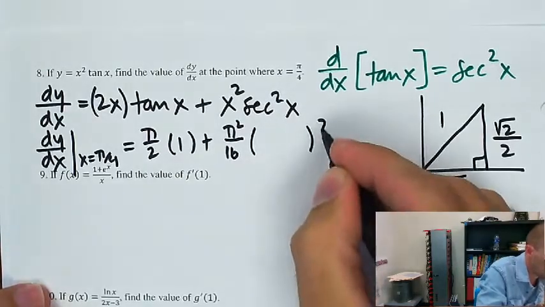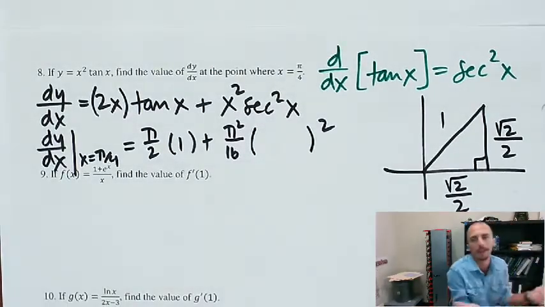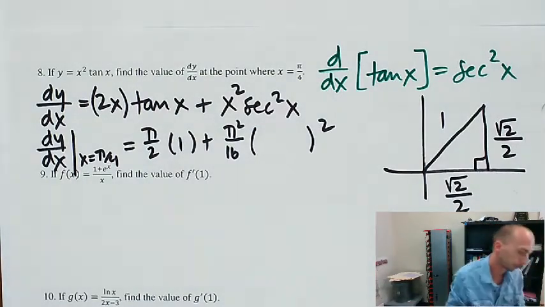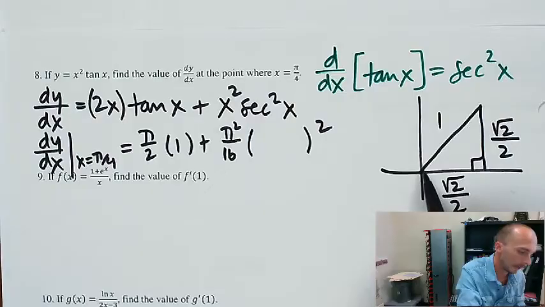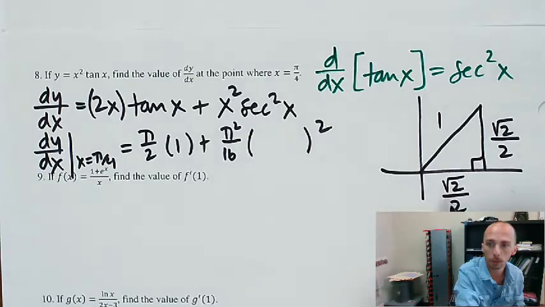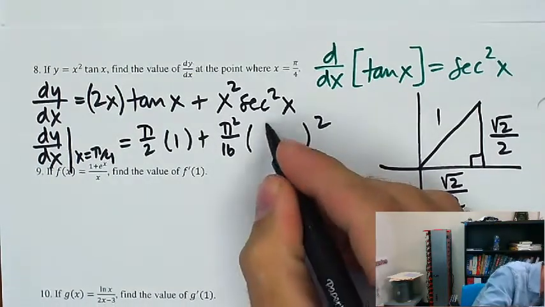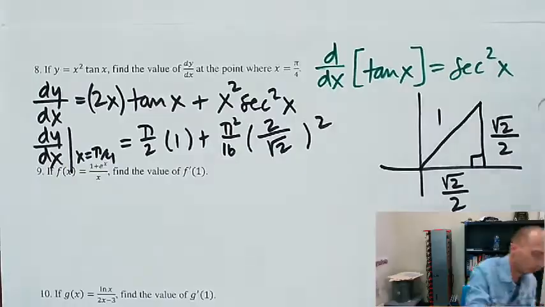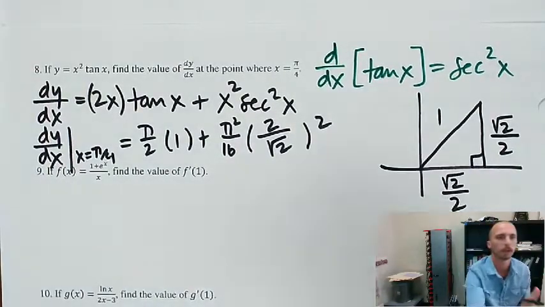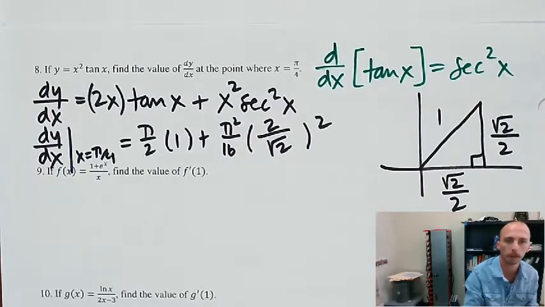Well, I'm just going to find secant x and square it, right? You don't need to actually do the squaring, we just need a number. So secant is the reciprocal of cosine. Cosine is this over 1. So secant will be 1 over root 2 over 2. So I'm just going to call that 2 over square root 2. Right? 1 over a fraction just effectively flips the fraction, so I'm happy. That's the value of dy dx at the point where x is pi over 4.